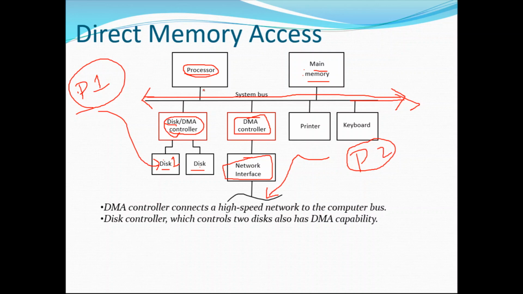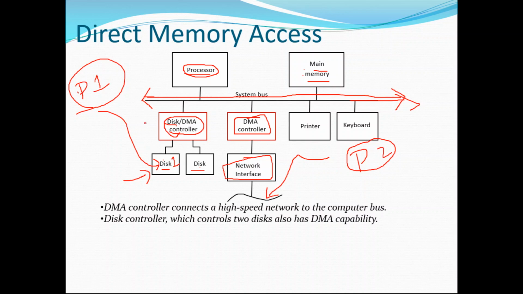Now, initially let us assume that the bus is with the CPU. Now P1 says that I want to write to disk 1, and P2 says that I want to communicate with some computer. So now the processor has the power to initiate the DMA.